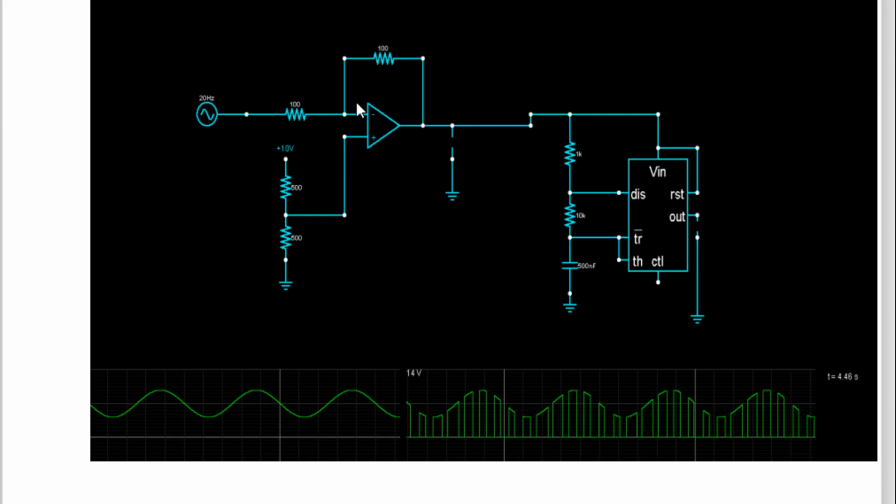And that's why this sine wave is taken from the level shifter output. And in this way, if the voltage of the IC555 astable multivibrator is varying with respect to time, then its output also varies with respect to time. Simple logic.